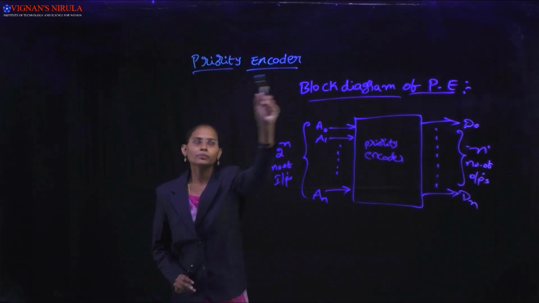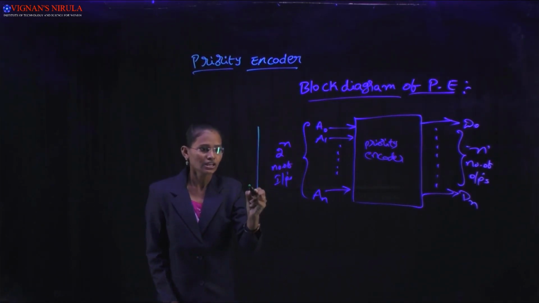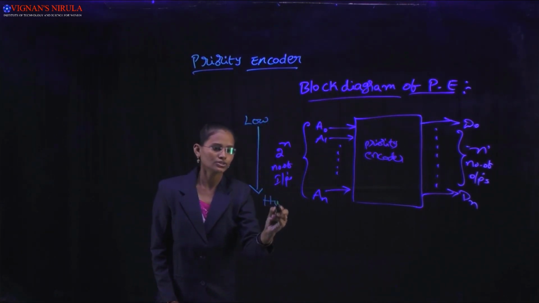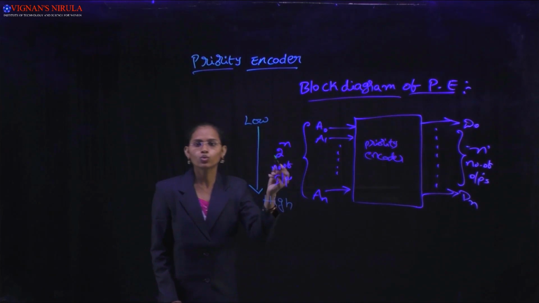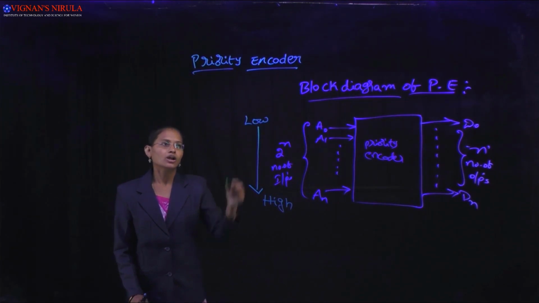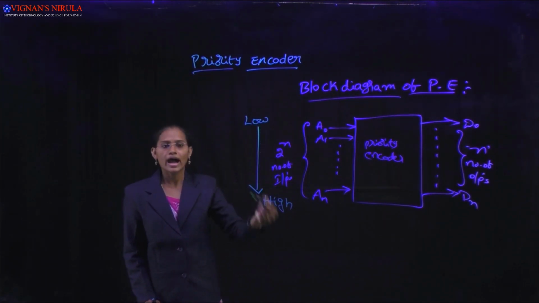Coming to the priority encoder, the priority is given from low to high, low priority to high priority. If 2 or more inputs are 1 at the same time, the low priority is considered, that is low to high priority.